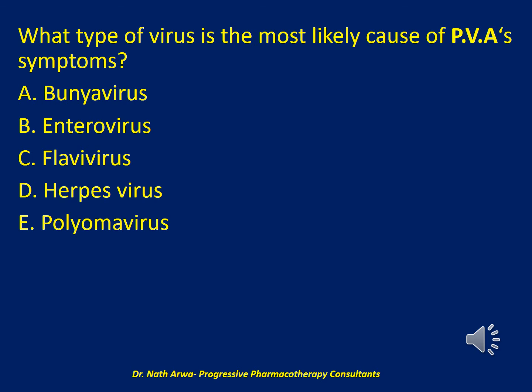So my question to you is, what type of virus is the most likely cause of PVA's symptoms? Is it A. bunyavirus, or B. enterovirus, or C. flavivirus, or D. herpes virus? Or is it E. polyomavirus? I will give you 10 seconds to choose the correct answer to this question from the listed options.